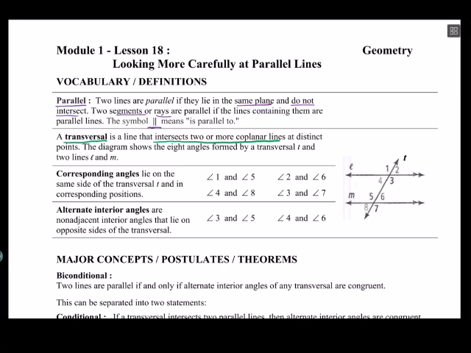And the two that we are going to be focusing on in this section are our corresponding angles. Remember, corresponding are in the same place. And our alternate interior angles, which are non-adjacent interior angles on the opposite sides of the transversal. So we have our examples here of corresponding and alternate interior. Alternate interior are opposite inside.